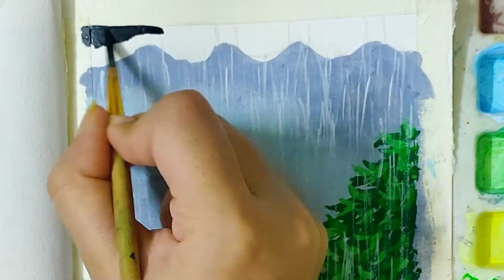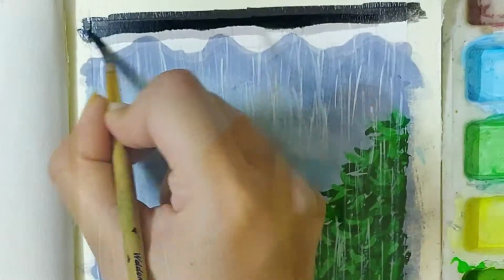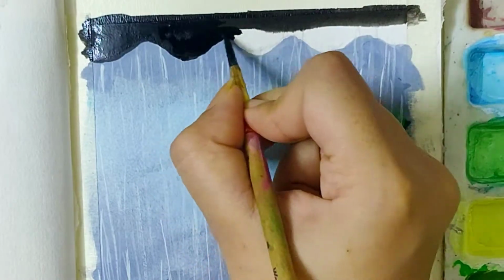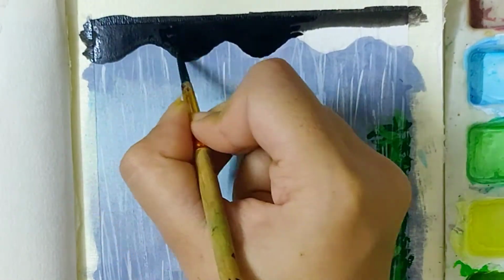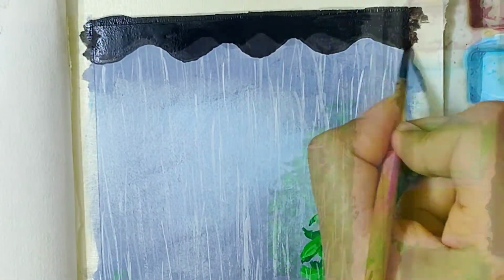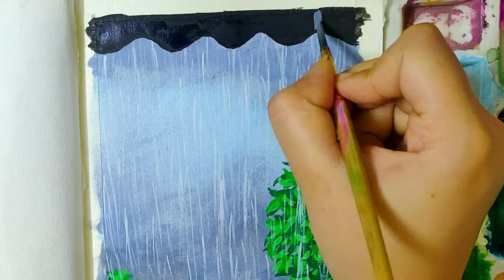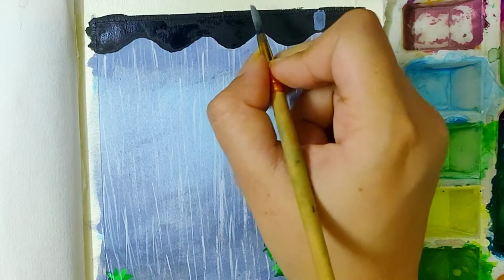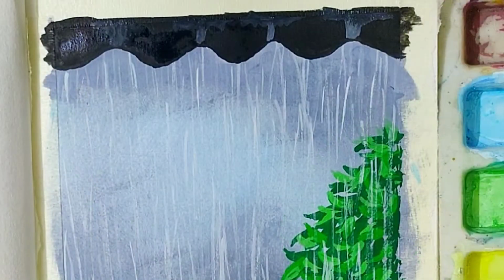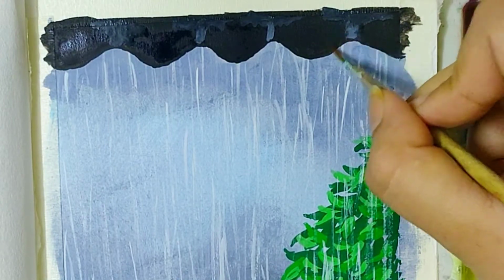For the rooftop, I'm using black. I took the same grey which we had made for the base coat and using it on the higher sides of the rooftop and then blending the sides using a wet brush.